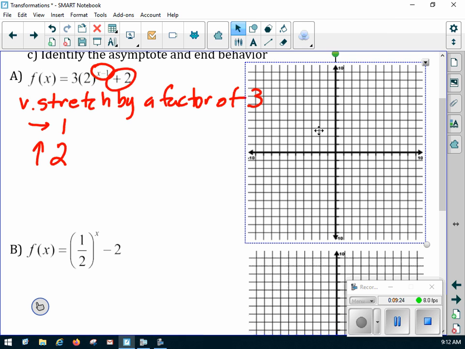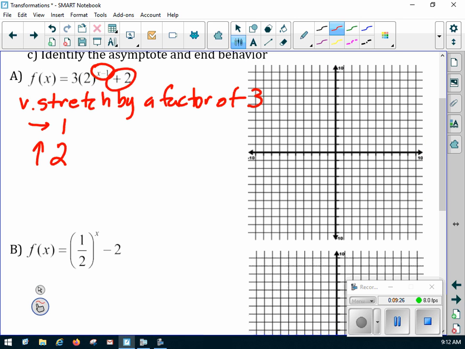-2, 2.375. Keep going. -1, 2.75. Keep going. 0, 3. And then 1, 4... 5. 1, 2, 3, 4, 5. 2, 6, 7, 8. Now you plotted those points.